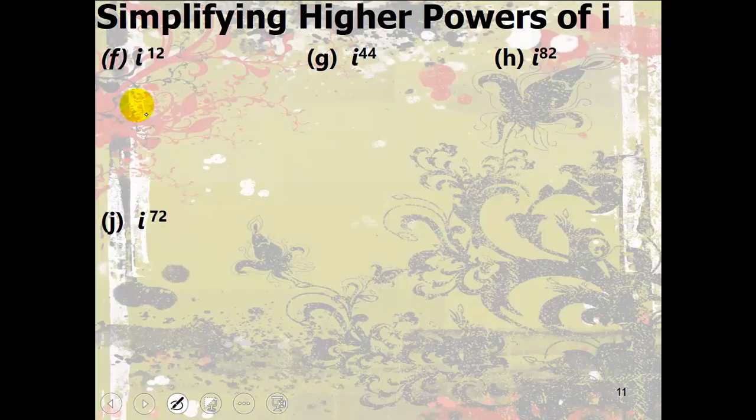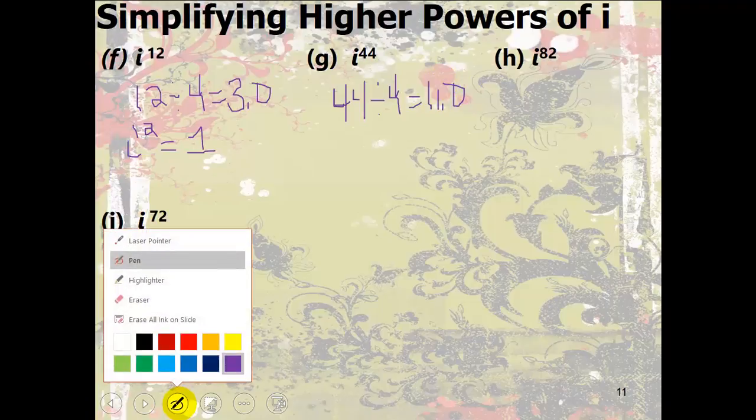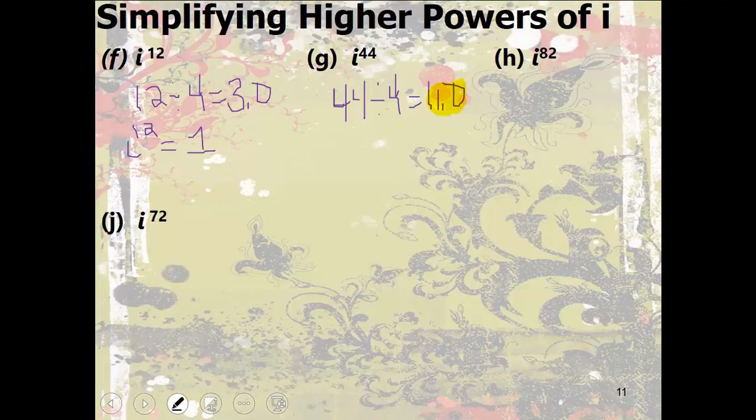All right, 12 divided by 4 is equal to 3.0. So that means i to the 12th is equal to 1. i to the 44th. So we're going to take 44 and we're going to divide it by 4. That gives me 11.0. So the remainder of 0 says that i to the 44th is equal to 1.